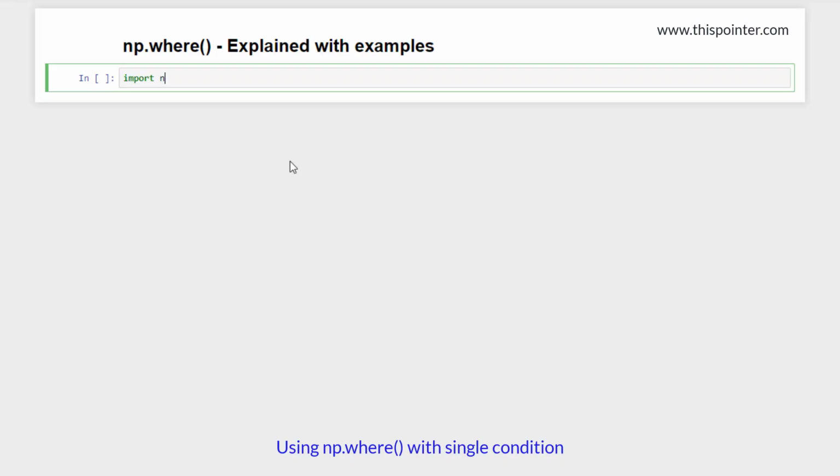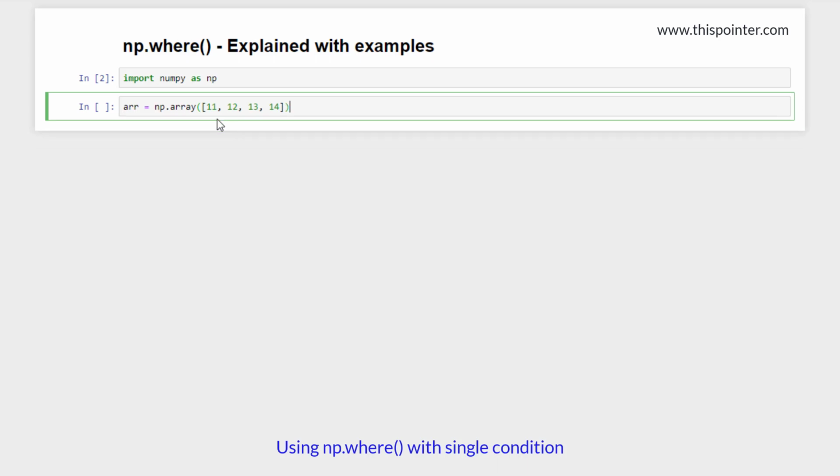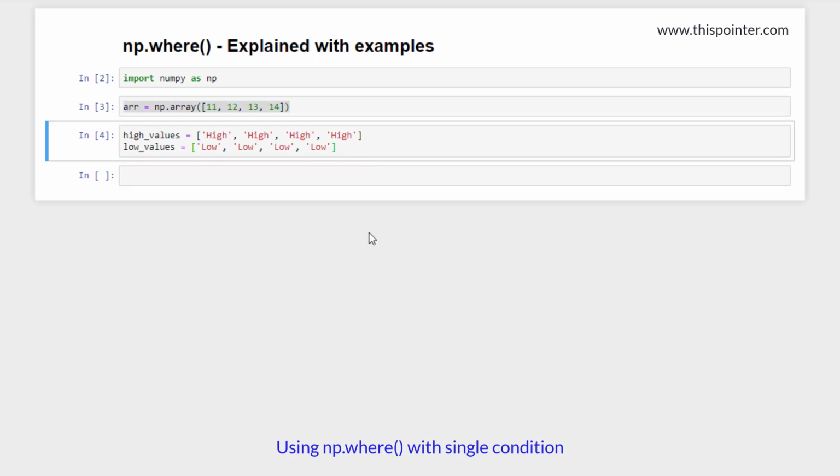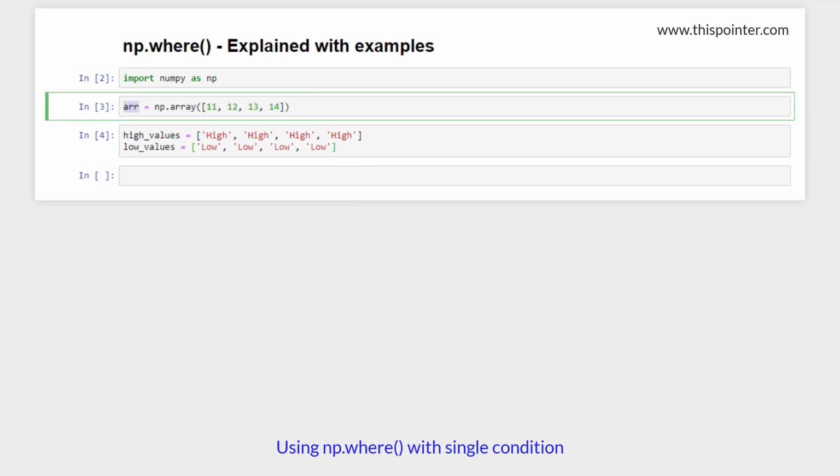Let's import the NumPy module as np. Now suppose we have a NumPy array and two list objects. So this is the NumPy array and these are the two list objects. Now we want to convert this NumPy array arr to another array of the same size that will contain the values from these two lists. Like, if a value in arr is greater than 12, then it should be replaced with high, and if it's less than or equal to 12, then it should be replaced by low.